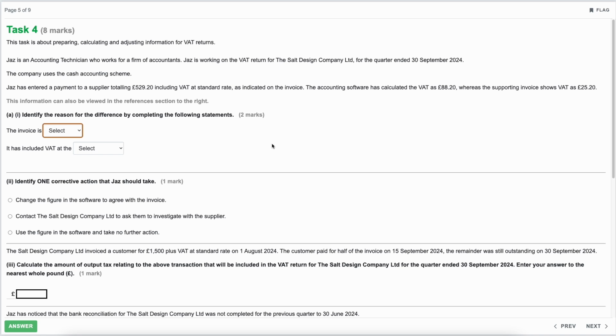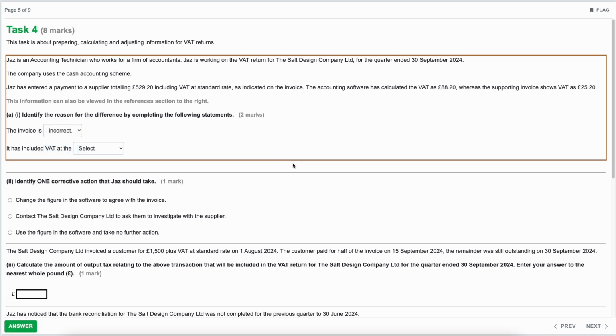If we divide that figure by 6, that will give us the VAT amount included within the 529.20. So if we do that now, that gives us a VAT amount of £88.20. So it should be on the invoice £88.20. However, it states that the invoice is only showing VAT as £25.20. Therefore, the invoice would be incorrect.